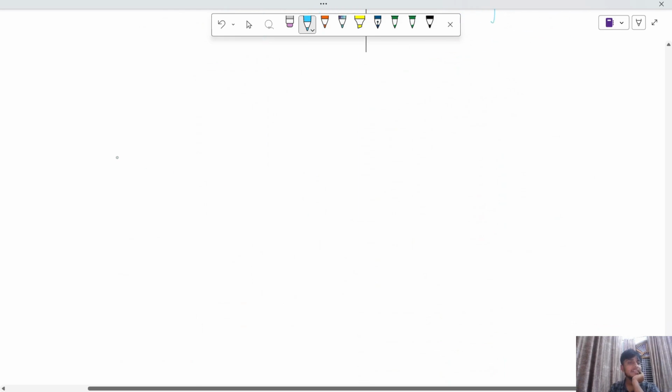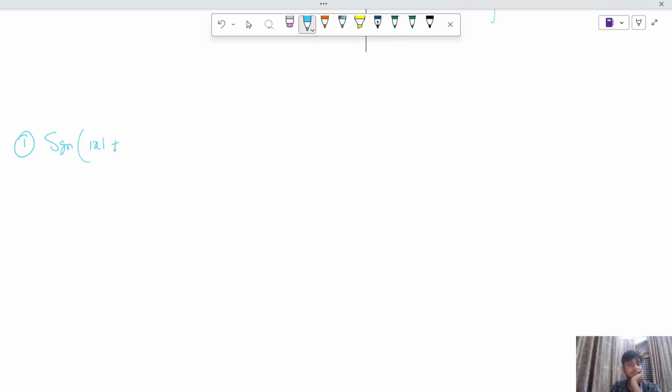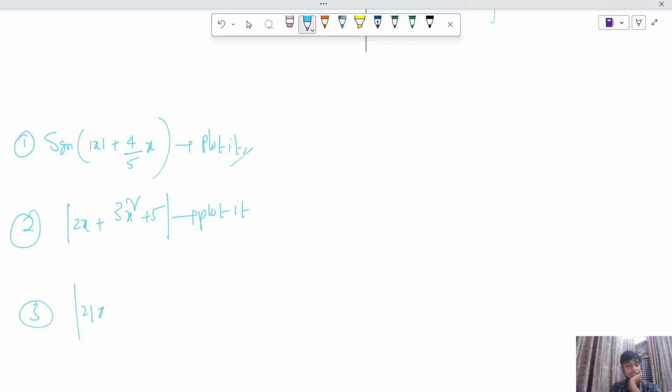And I'm giving one of the homework problems. Let's try to do it. Question number one is signum of mod x plus 4 by 5x. So try to plot it. And second one is mod 2x plus 3x square plus 5. Plot it. And third one, 2 mod x, 3 mod x square plus 5 mod x plus 6.